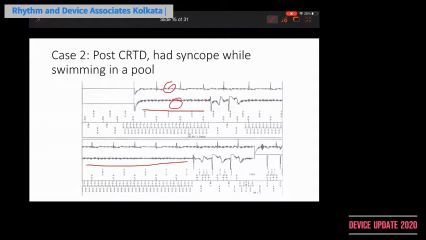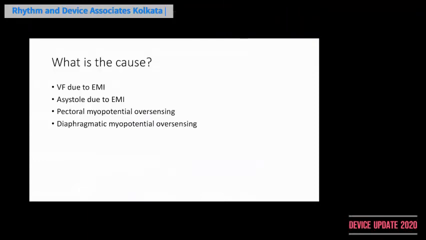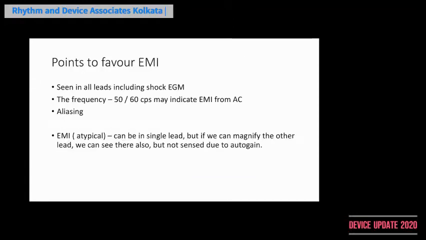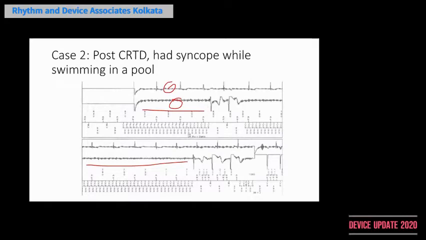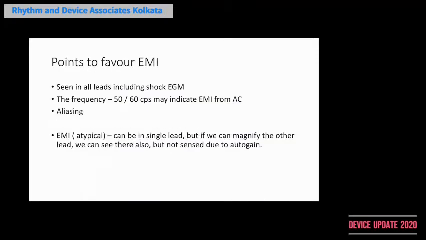So whenever you have signals in all the leads available, you have to think of EMI. And this is not a VF, it's an asystole because of oversensing. So it is an asystole due to EMI. And the frequency of the EMI is also important. Here, if you see properly, the frequency will be between 50 or 60 hertz. It indicates an EMI from an alternating current source.